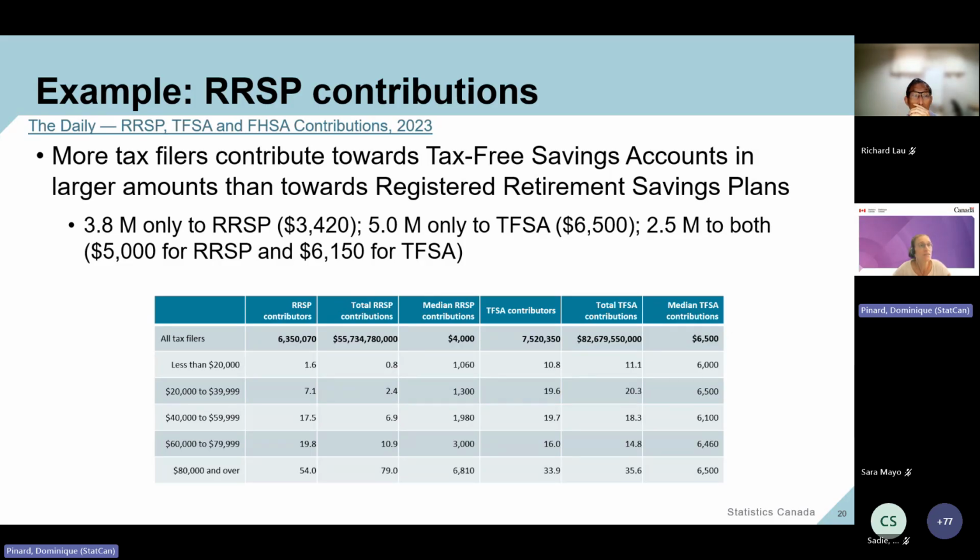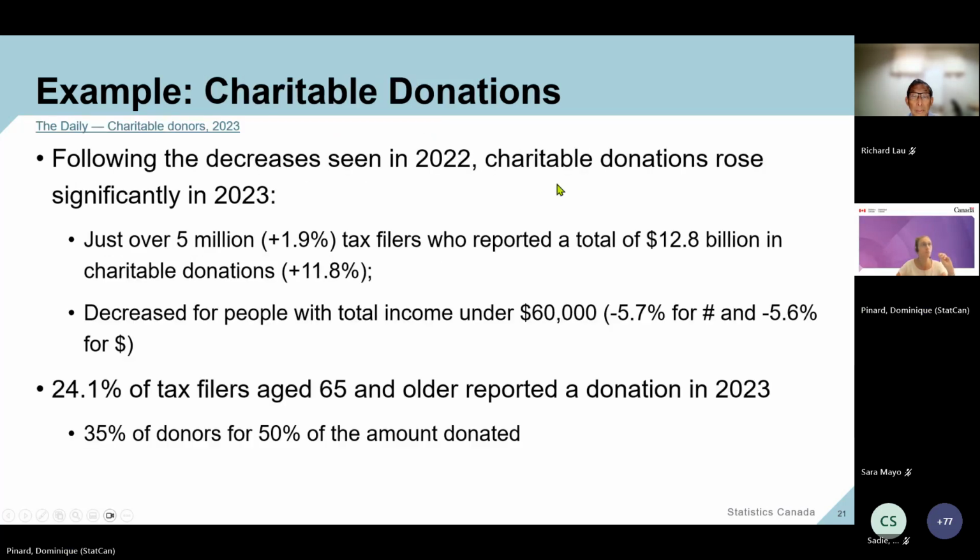And so here we can see that most people are contributing only to an RSP or only to a TFSA, but about 2.5 million people would contribute to both, and up to the maximum amount. So that was really interesting for us when we saw that information.